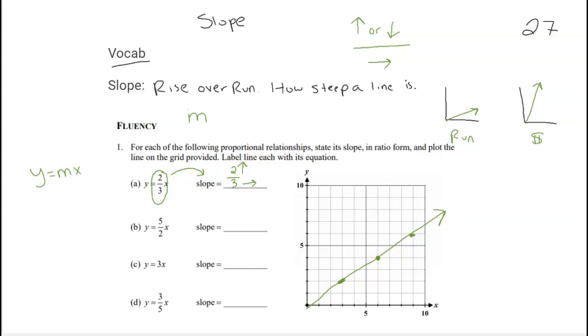Alright? And that's how you graph those lines. Again, I'm not worried about you graphing it right now. I just want you to be able to see the equation, determine the slope, and come up with a plan of attack. So let's use a different color here for our next equation.